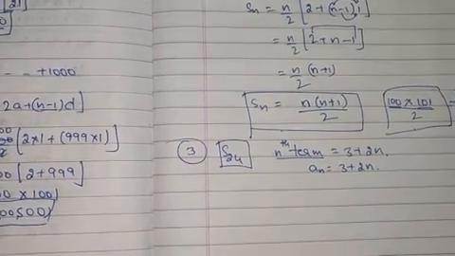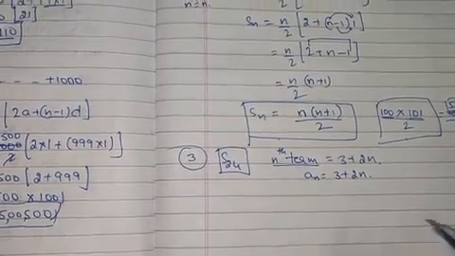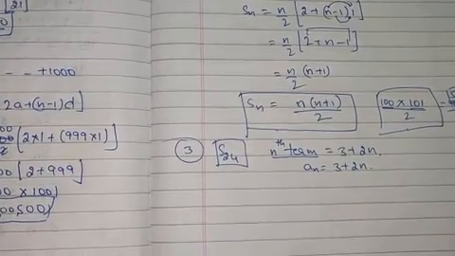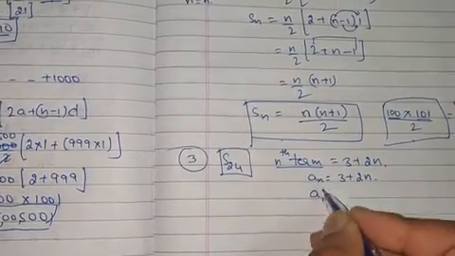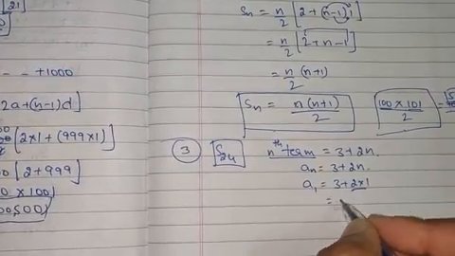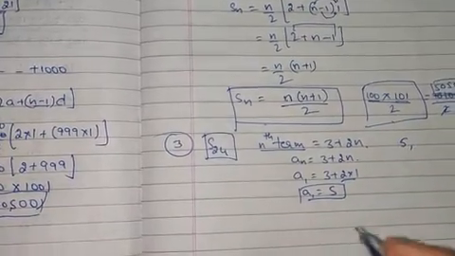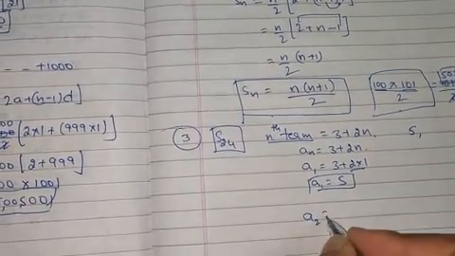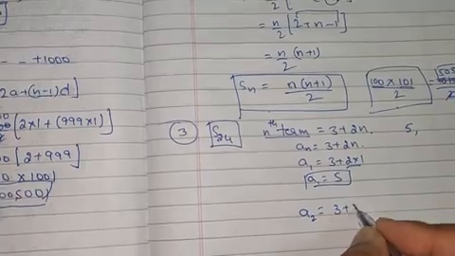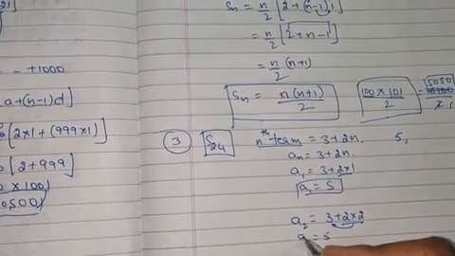So let us find the first term and second term. If we subtract them and find the difference, we will get the value of d. First term a1 is 3 plus 2 into 1. 2 ones are 2, 2 plus 3 is 5. So a1 is 5. Let us find a2. a2 is equal to 3 plus 2 into 2. 2 twos are 4, 4 plus 3 is 7.